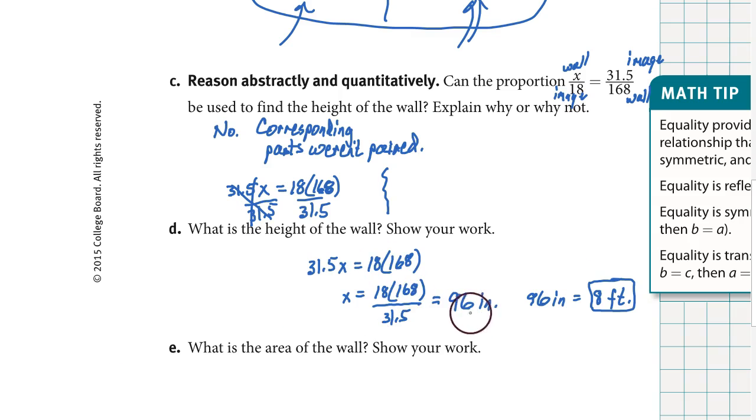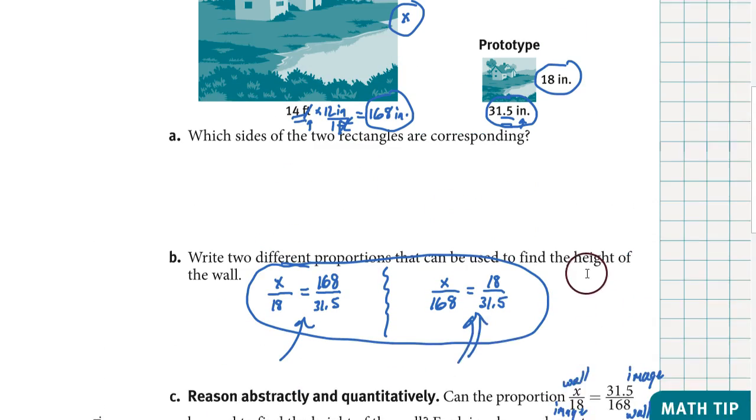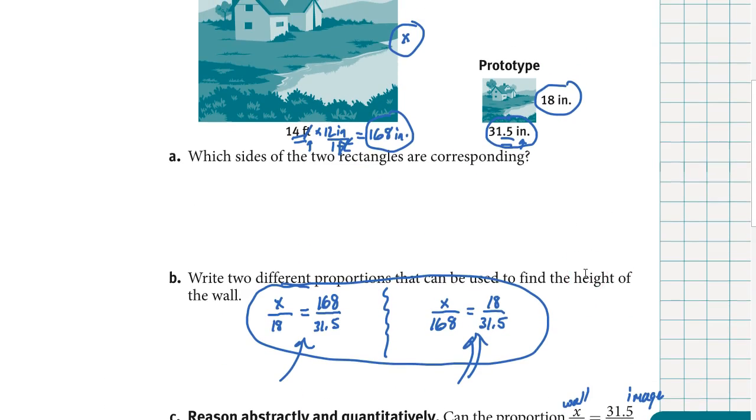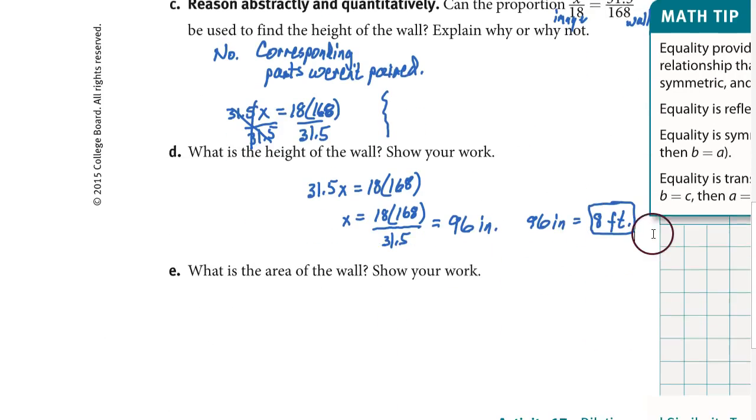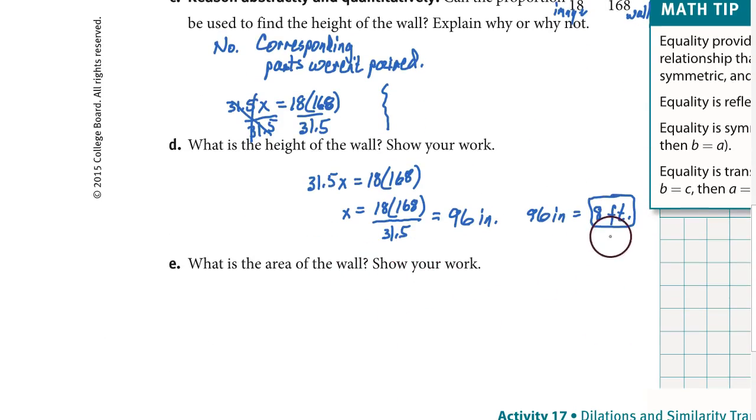Here is the work and the answer is 96 inches. Now because 96 inches is the same thing as 8 feet and the original drawing up here of the wall had a measurement of 14 feet, it would probably be a good idea to give the answer in feet to match with the 14-foot length.